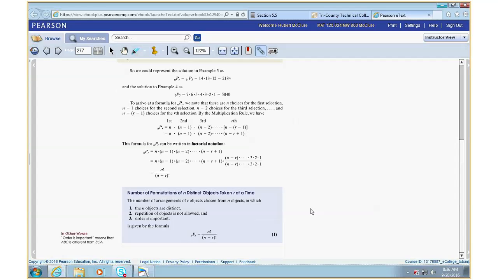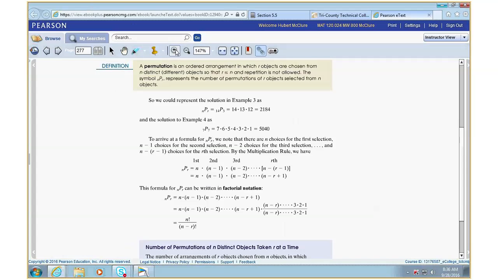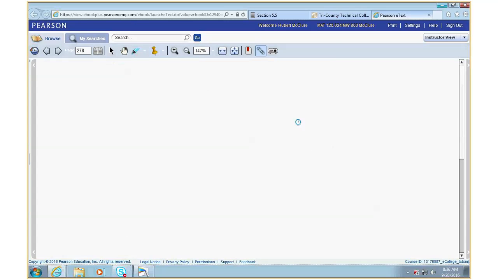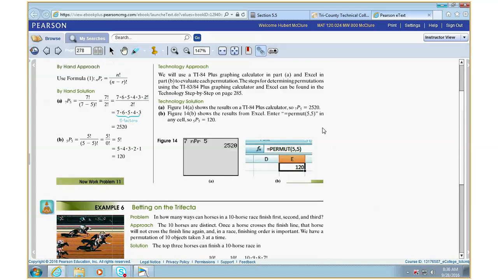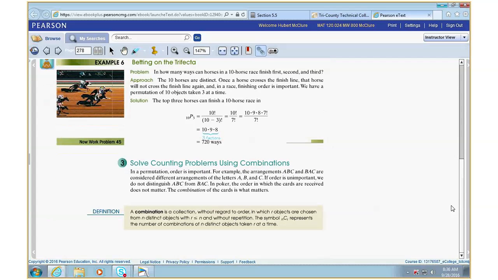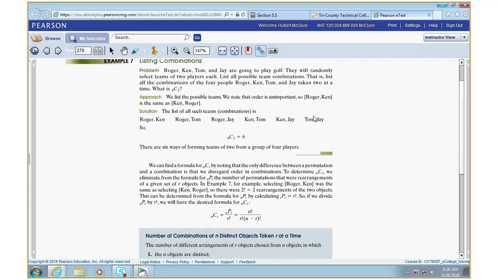Now, it's also the number of permutations, distinct objects taken at a what? Time. Now, there's another one that you're going to see here in just a minute. Oops, sorry. Well, we'll just go on combination. We'll show you the other one in a minute.